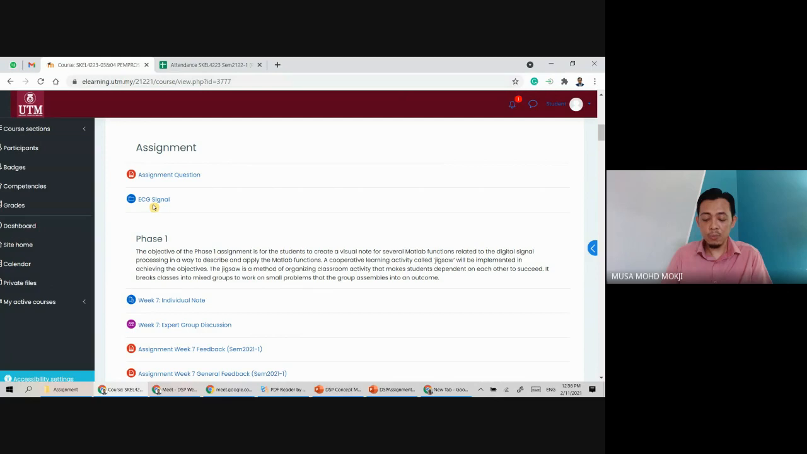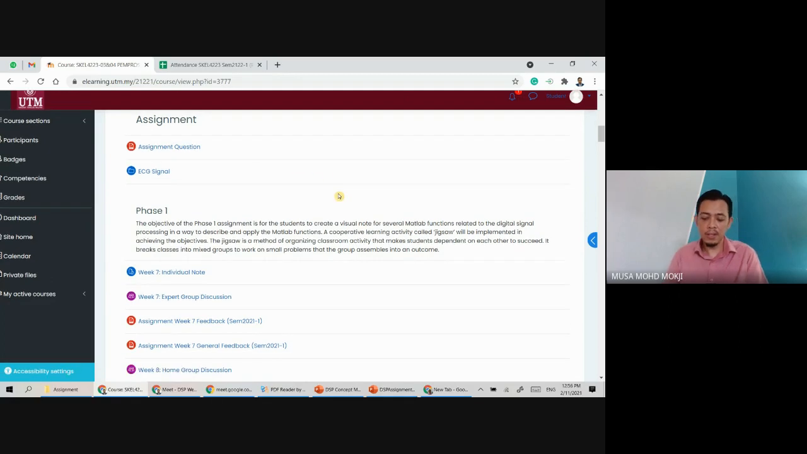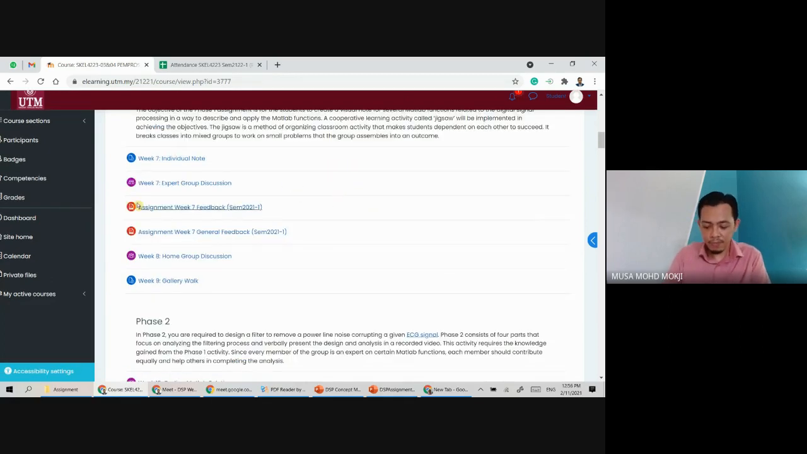The signal to be solved is already there, so you can already work on the signal. But the first phase doesn't need you to solve the problem yet, because the first phase is learning the MATLAB function. And this is the forum. So there's an expert group discussion. And this is some feedback. Hopefully you can read this feedback.